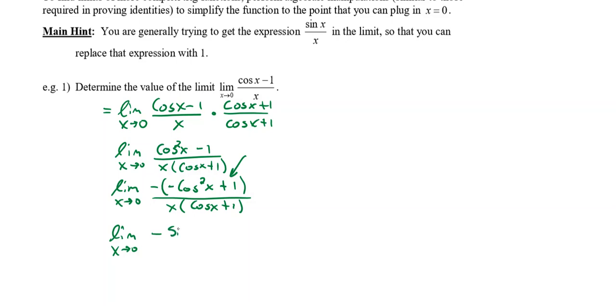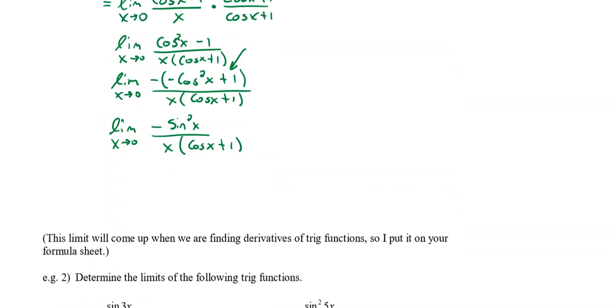So let's rewrite this as the limit as x approaches 0 of negative, and then the rest of it is just sine squared x over x times cos x plus 1. All right, perfect. Now, why is that perfect, though? Or why is that useful?